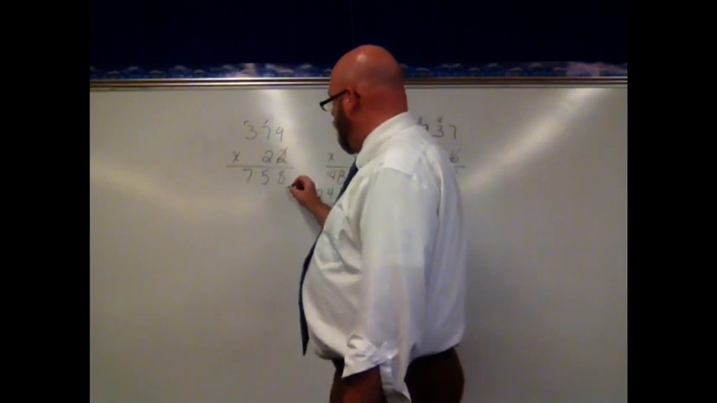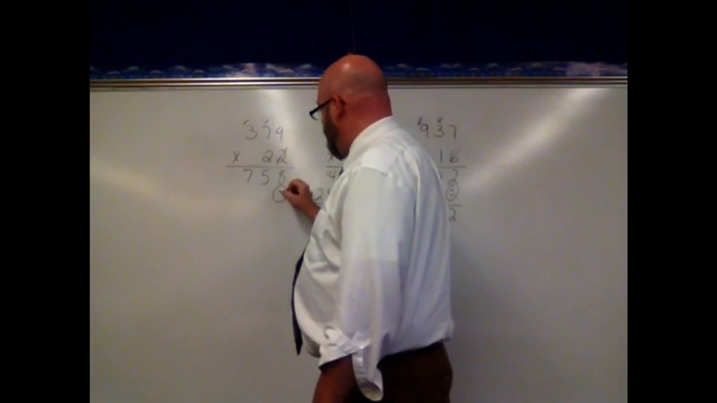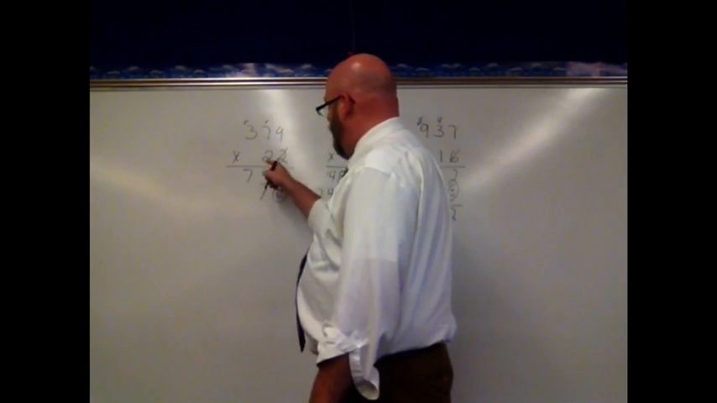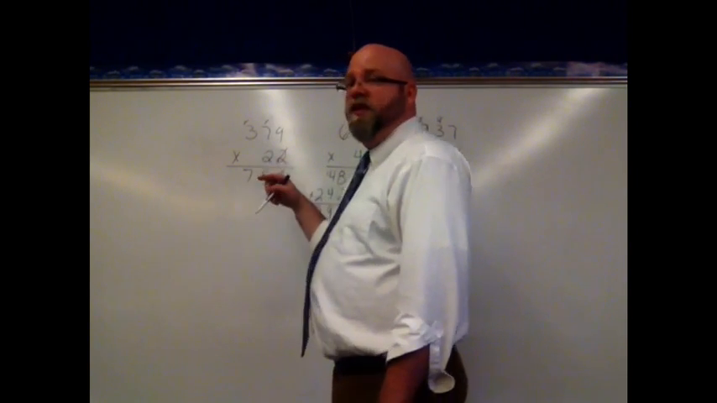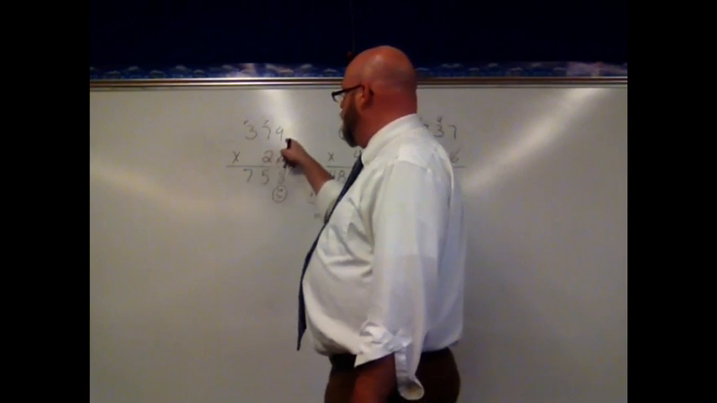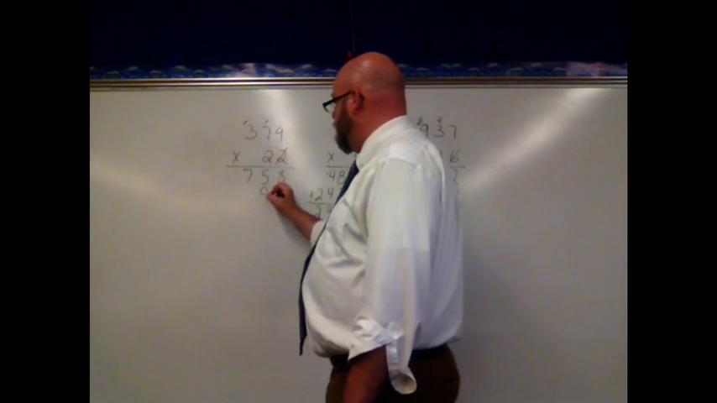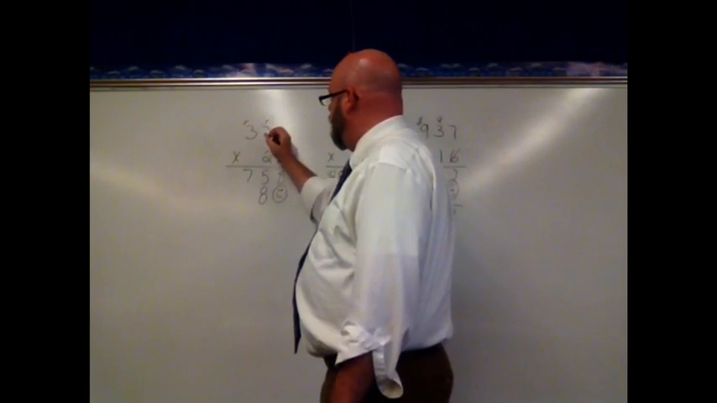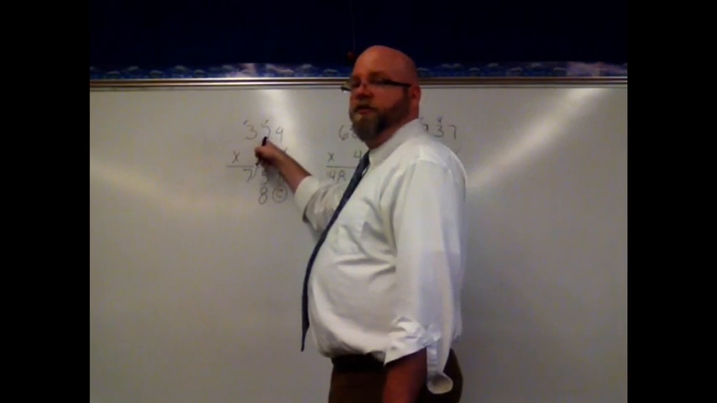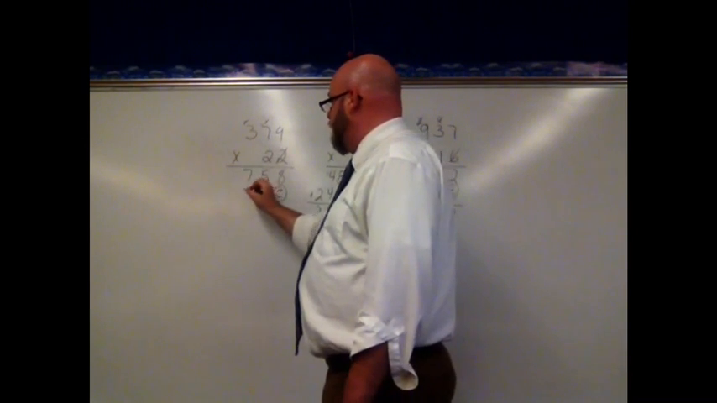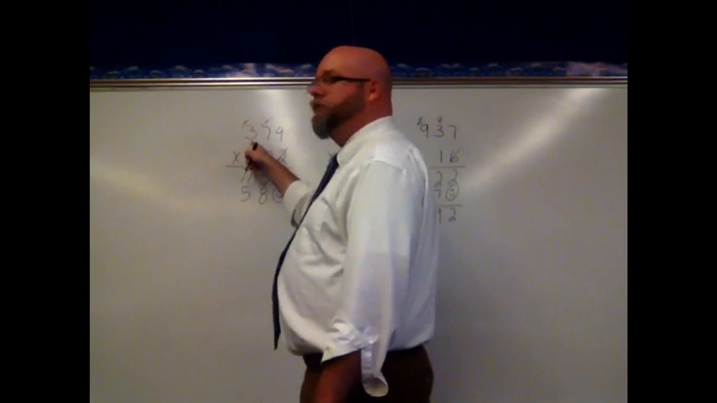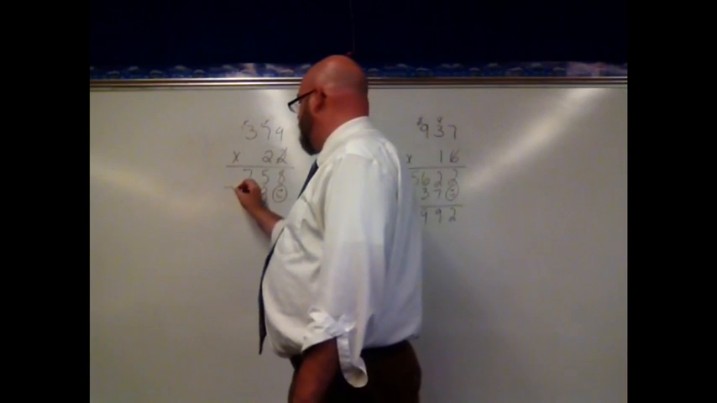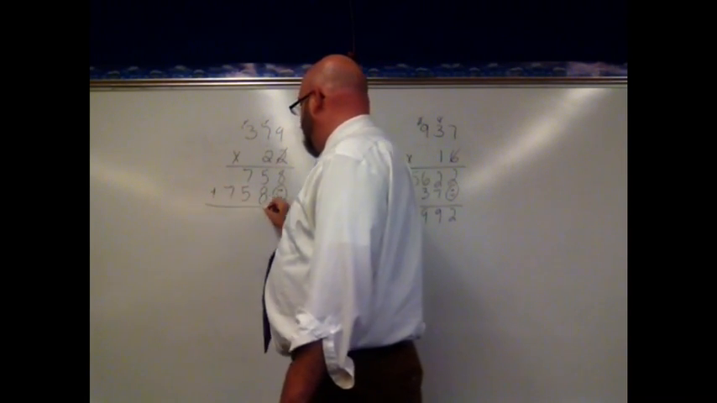I put my second row 0 there to remind me about making sure I've got things where they belong in the tens place. 2 times 9 is 18. Carry my 1. 2 times 7 is 14. Plus 1 is 15. Carry my 1. 2 times 3 is 6. Plus 1 is 7. And now I add.